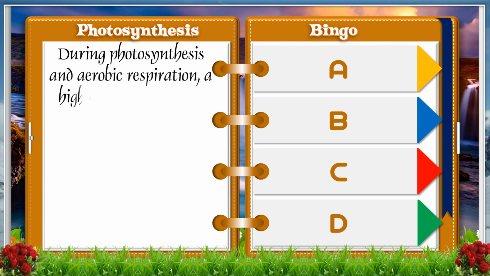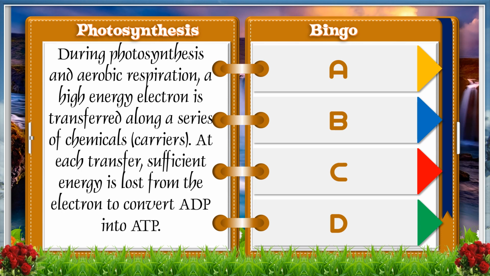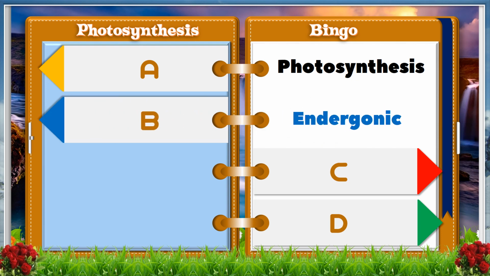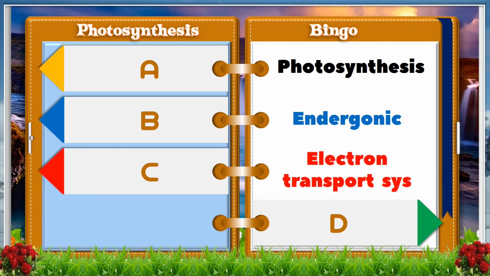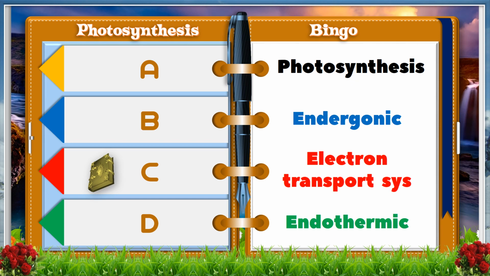During photosynthesis and aerobic respiration, a high energy electron is transferred along a series of chemicals. At each transfer, sufficient energy is lost from the electron to convert ADP into ATP. A. Photosynthesis. B. Endergonic. C. Electron transport system. D. Endothermic. And the answer is C, electron transport system.